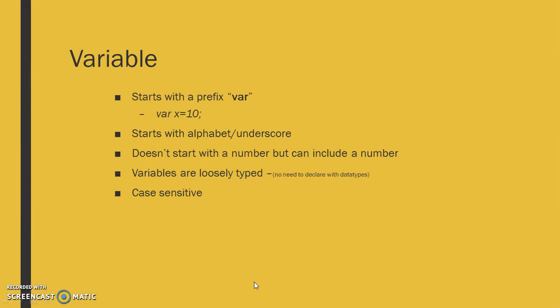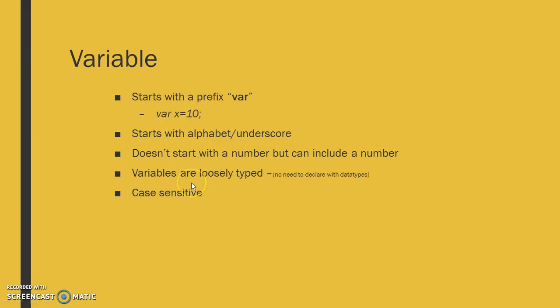There are certain rules when you write a variable. It starts with the prefix var. You can write something like var x equal to 10. This 10 we are assigning to a variable named x. It starts with an alphabet or underscore, and it doesn't start with a number but can include a number. So we can write something like var x or abcd10 or var new2, but it cannot start with a number like var 2x or var 3x.